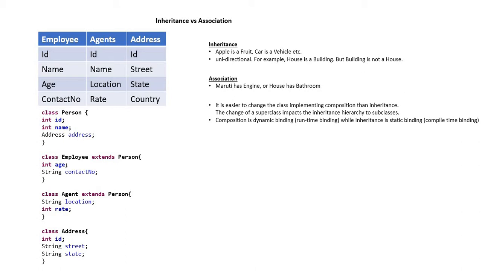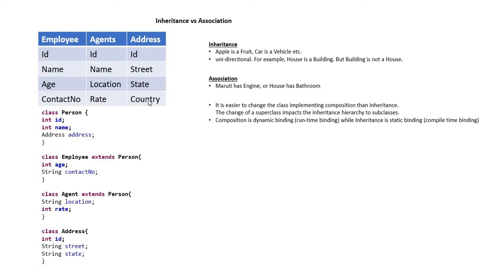Like with the composition, we have a strong relationship. With aggregation, we have a kind of a weak relationship, right? Now we can see when we need to go for inheritance, when we need to go for association, right? Let's take this scenario. Okay, so I have three different objects. I have an employee object with name, ID, age, and contact number. Agent with ID, name, location and rate, and address with ID, street, state, and zip.